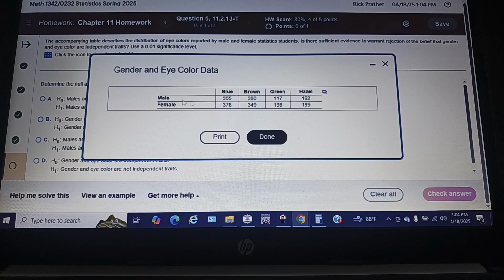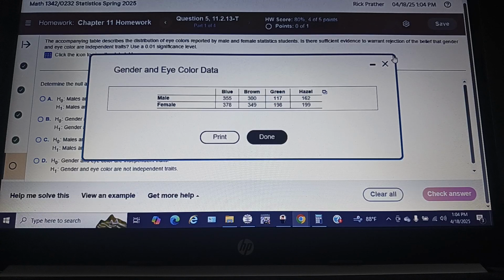But there's 2 rows, male and female. There's 4 columns, blue, brown, green, and hazel. So apparently it's eye color and gender. Does eye color and gender, is that independent? Can you have any of these colors of eyes independently of your gender? Or does gender somehow play a role in what colors of eyes come up more often?